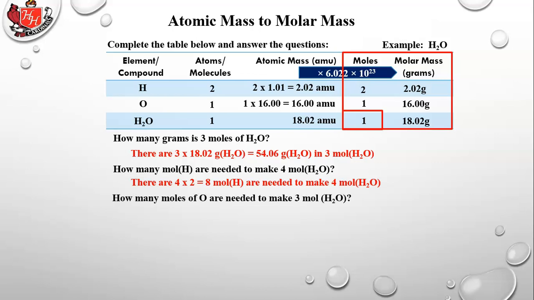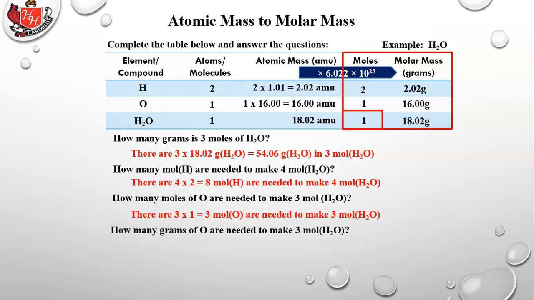How many moles of oxygen are needed to make 3 moles of H2O? So to make 1 mole of H2O, you need 1 mole of oxygen. If you want to make 3 moles of H2O, 3 times as many, you need 3 times as many moles of oxygen. So there are 3 times 1, or 3 moles of oxygen, needed to make 3 moles of H2O.